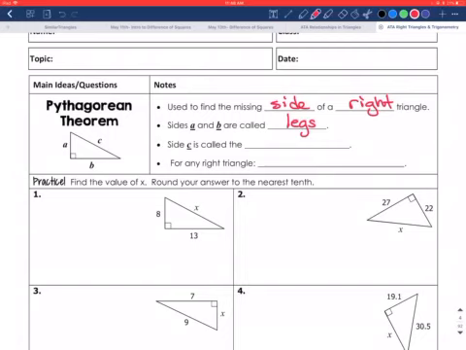So sides A and B are called the legs of this right triangle. And then side C is called the hypotenuse. You may have heard this before.